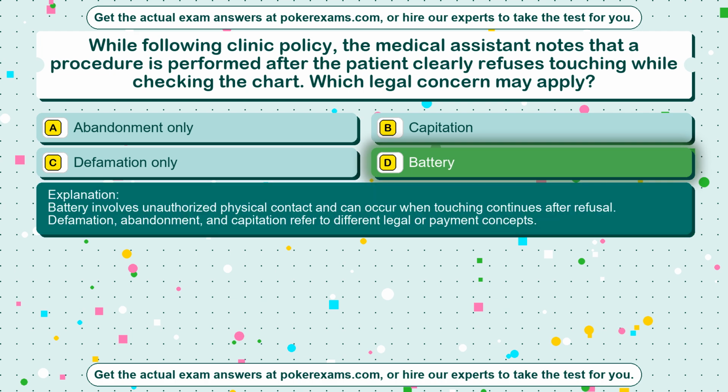Battery involves unauthorized physical contact and can occur when touching continues after refusal. Defamation, abandonment, and capitation refer to different legal or payment concepts.